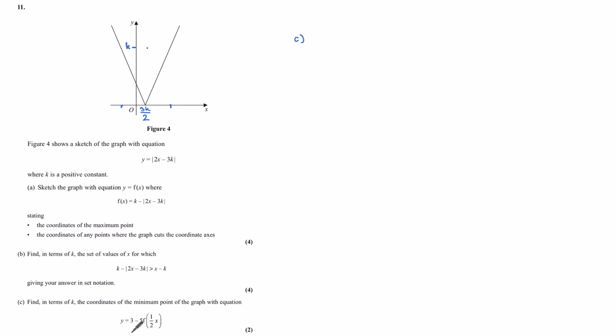Part C: find in terms of k the coordinates of the minimum point of the graph with equation y = 3 − 5f(½x). We have our maximum value for f(x). We know our maximum point from part A was (3/2 k, k). So from A, we know the maximum value, and so the minimum point of this graph here will be when we subtract the maximum value.